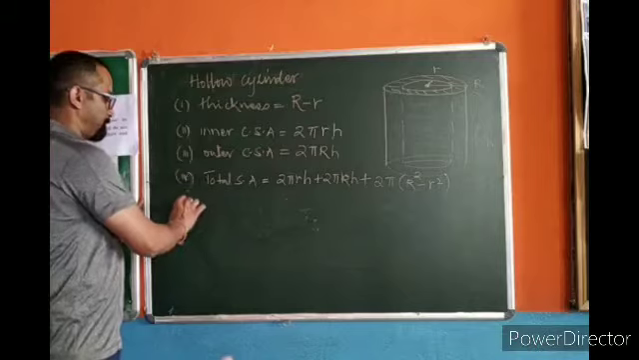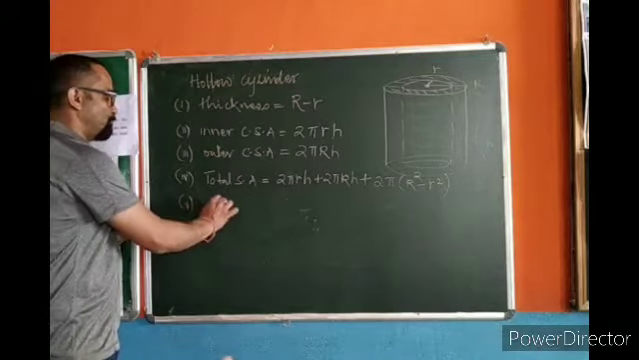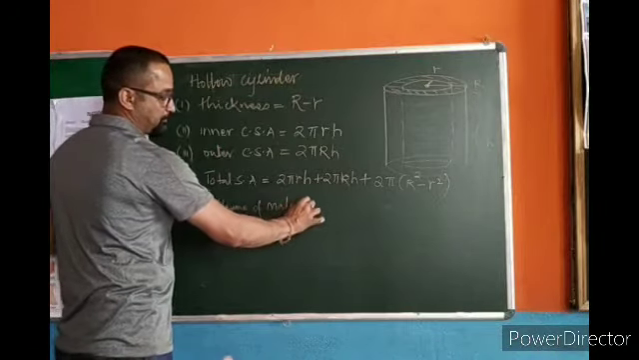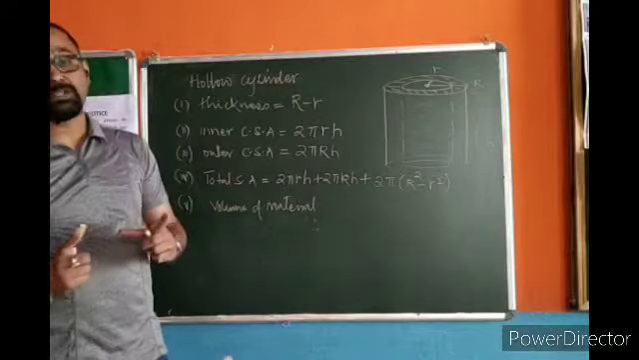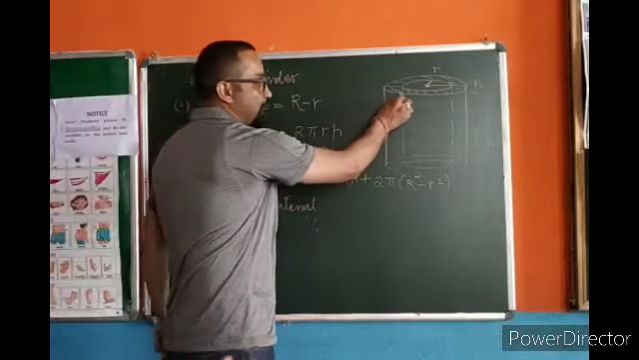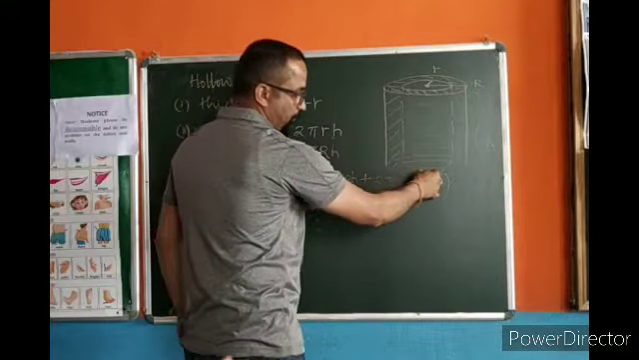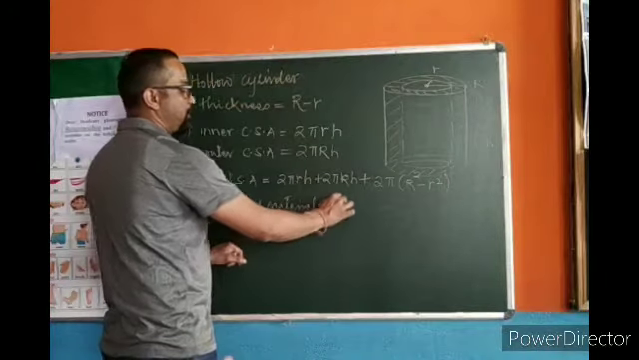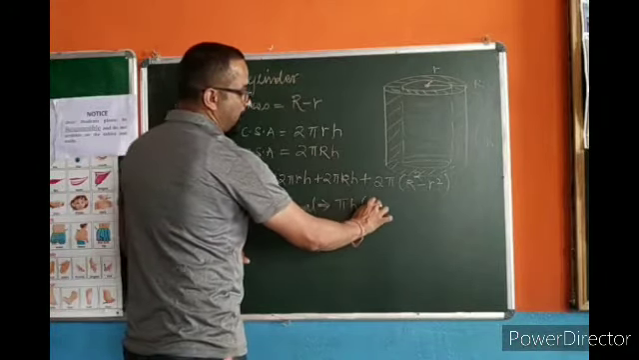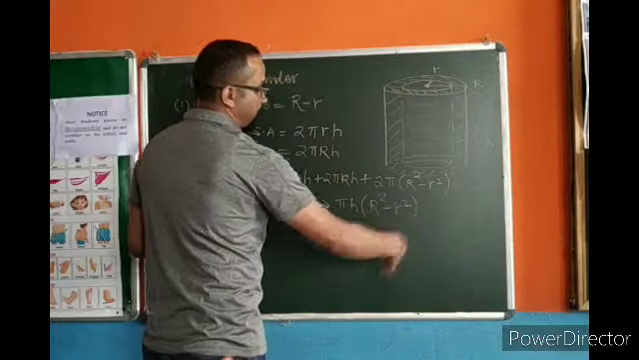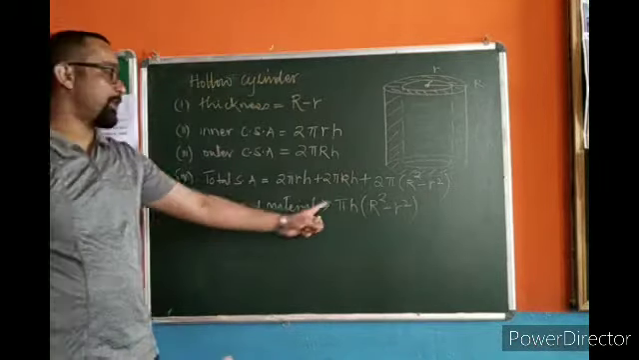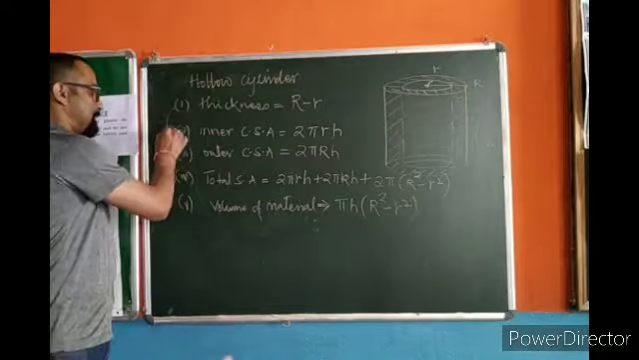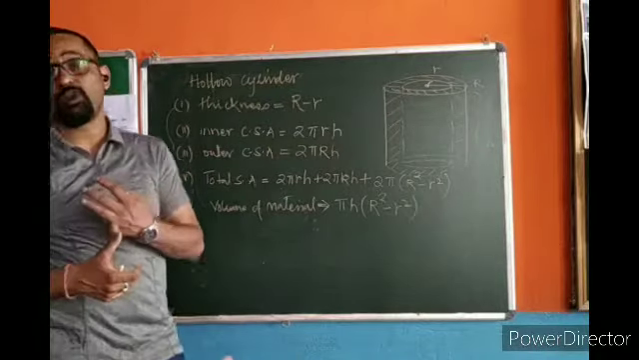Formula number 5. Volume of material. Because hollow cylinder is made up of some material, so you need to calculate volume of that material. And it's simple. Volume of hollow cylinder or volume of material is pi h (capital R squared minus small r squared). Because there are two cylinders, so it has to be volume of outer minus volume of inner. These are 5 formulae you need to remember from hollow cylinder.